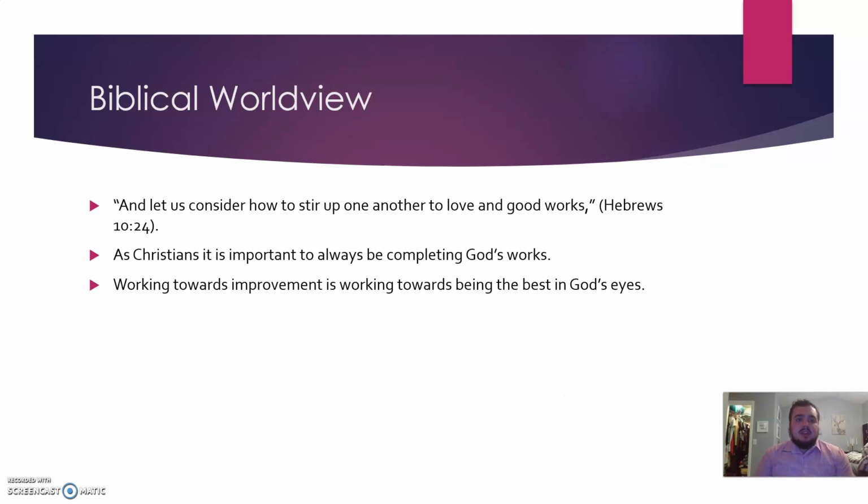Biblical worldview. And let us consider how to stir up one another to love and good works. Hebrews 10:24. As Christians, it is important to always be completing God's works. Working towards improvement is working towards being the best in God's eyes.